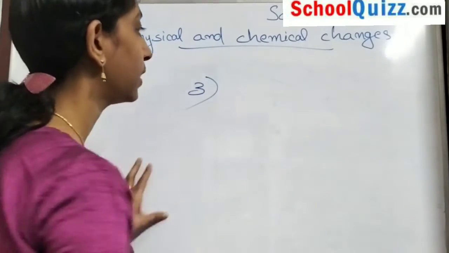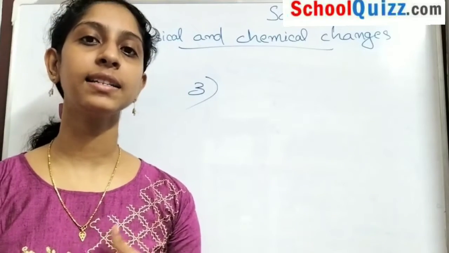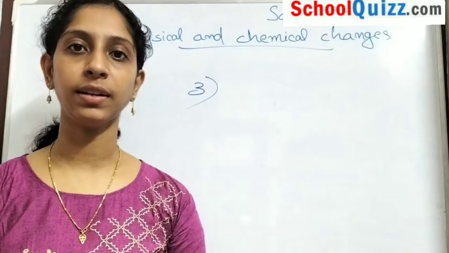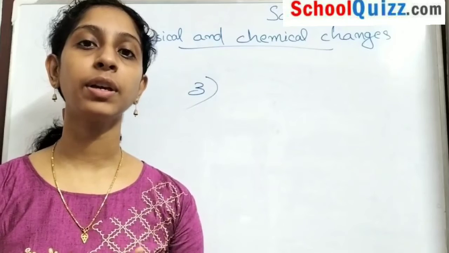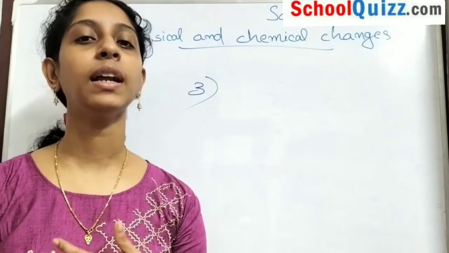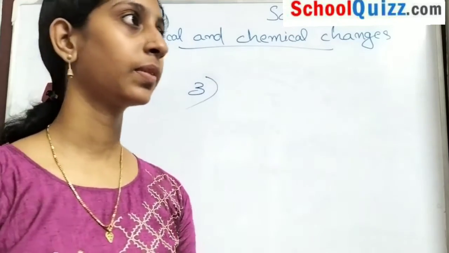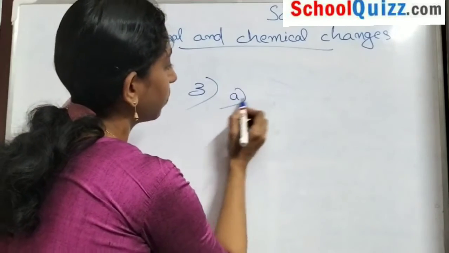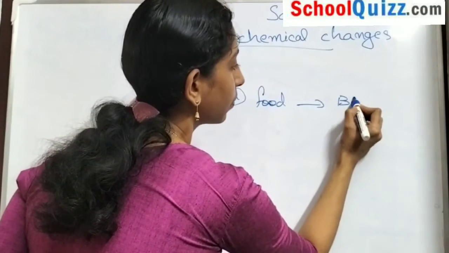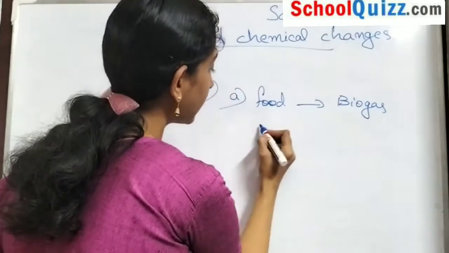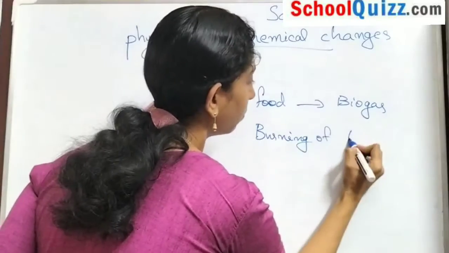The third question is: anaerobic bacteria digest food to form biogas, then the biogas burns. What changes take place here, physical or chemical? First, the food is converted to biogas. Next, burning of biogas.